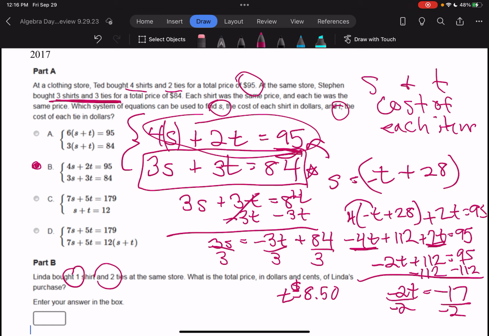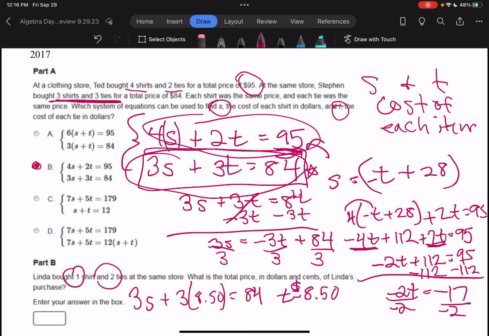So let's plug in the price of the tie and see how much a shirt costs. I'm going to use this equation just because the numbers are a little bit smaller, but it doesn't matter. You could use the first equation if you wanted to. You're going to do 3S plus 3 times $8.50 equals 84.